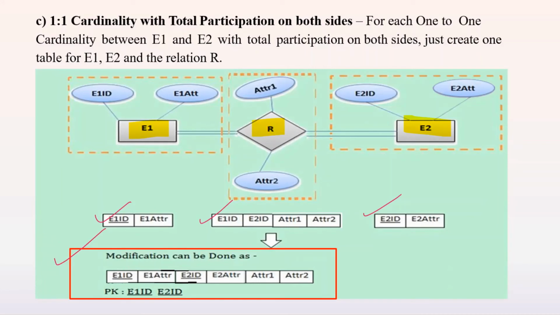Now this table is going to have the keys, or the complete fields, of both tables and also the attributes of the relationship. So this is the resulting table if we are having one-to-one cardinality with total participation on both sides, meaning maximum participation is 1 and minimum is also 1. So we can construct one table. The primary key for this table is going to be E1 ID and E2 ID.